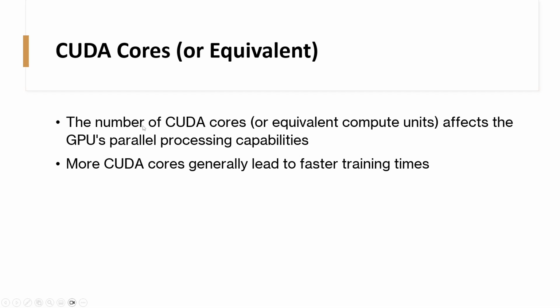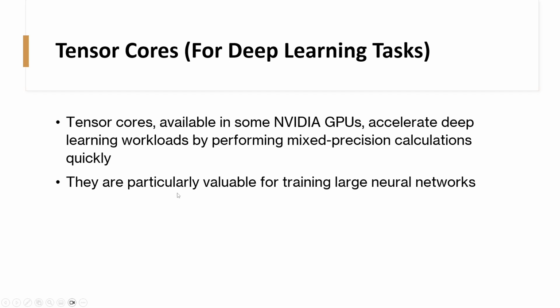So the number of CUDA cores, or the number of compute units, directly affects the GPU's ability to do those parallel matrix computations that make it so effective for this type of computing. So you want to keep this in mind, and typically the higher the number of CUDA cores, the better the performance. It's not always true. It also depends on all these factors together. But as a general rule, more CUDA cores are better.